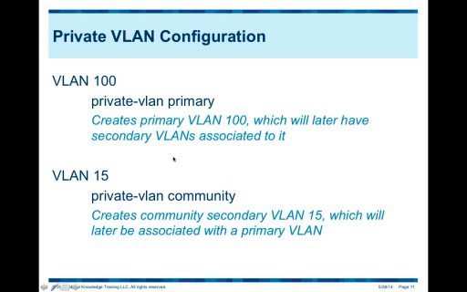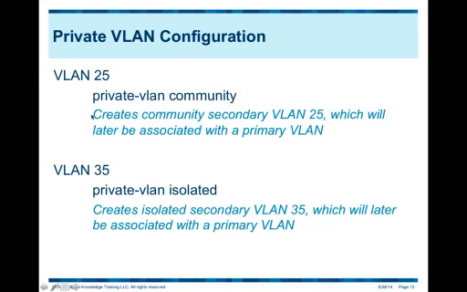There's no linking these together as primary and secondary. So we're just creating VLANs to start with. The next example is VLAN 25. We would type VLAN 25, the prompt would change, and we would make it a private VLAN community. So essentially, we've created VLAN 25, and we've made it another community secondary VLAN.